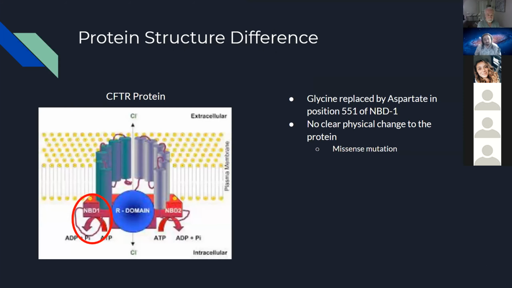Moving on to protein structure difference. The CFTR protein mutation really just causes a missense where just one base is replaced to change the glycine amino acid to aspartate at position 551 in the NBD1. So what that causes is, I circled right here. Oh, sorry about that. Right here is where it starts being mutated, and there's only one amino acid change. There's really not much else that happens. It's a very simple mutation, but it causes a lot of issues with the CFTR protein itself.